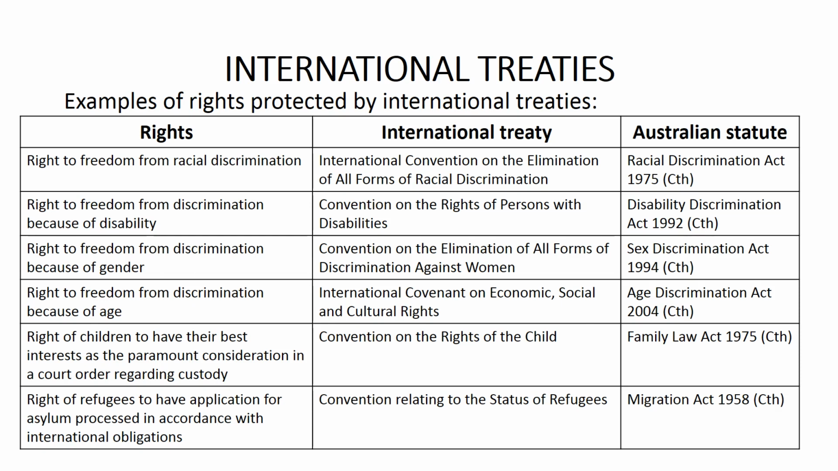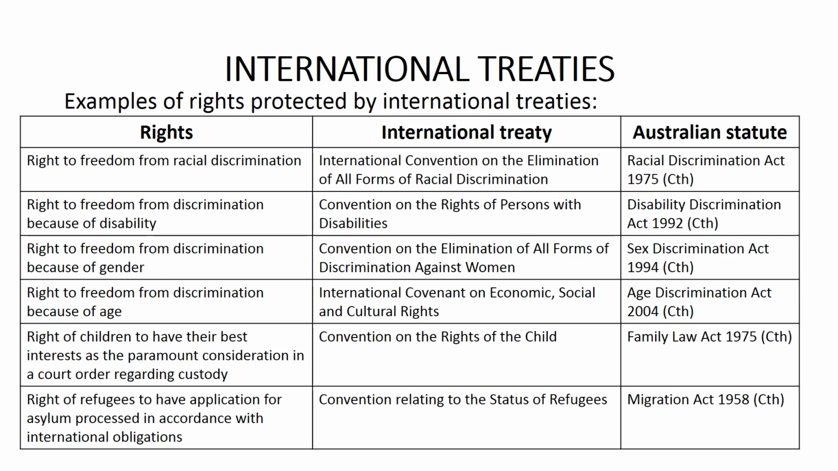Another right is the right of children to have their best interests as the paramount consideration in a court order regarding custody. That is, when parents divorce and there is a dispute over the custody arrangements for the children, then in making an order about those custody arrangements, the court must have regard to the child's best interests. That is the primary consideration that the court must have regard to. That right arises from the Convention on the Rights of the Child, and that right has been enshrined by the Commonwealth Parliament in the Family Law Act 1975.